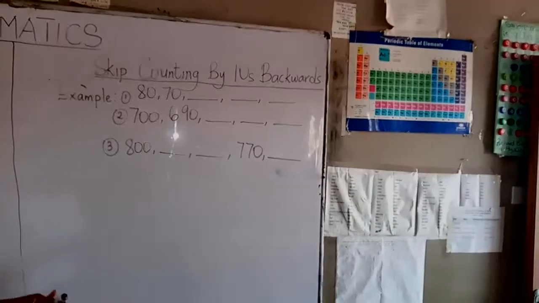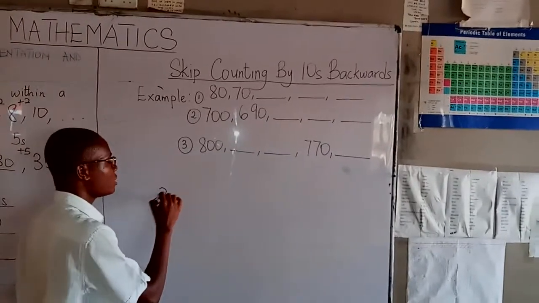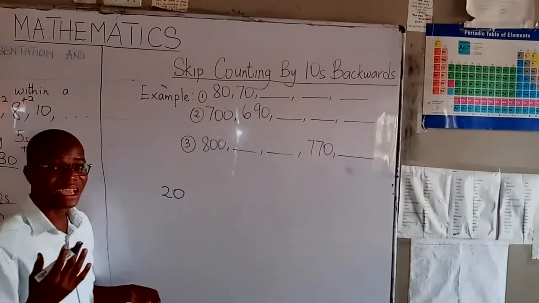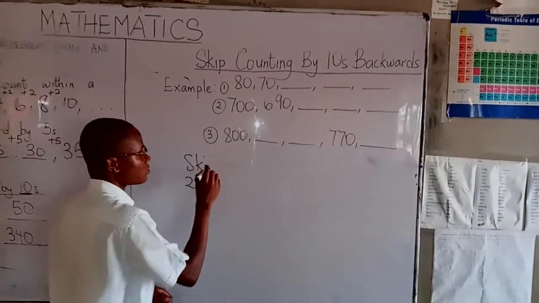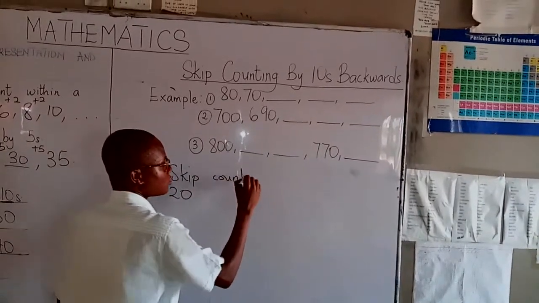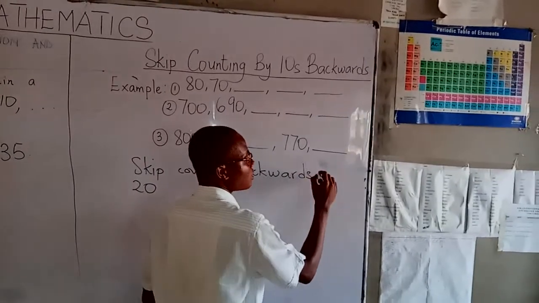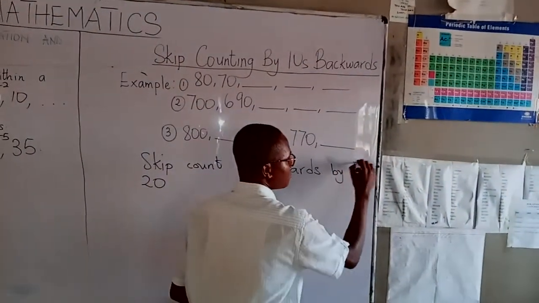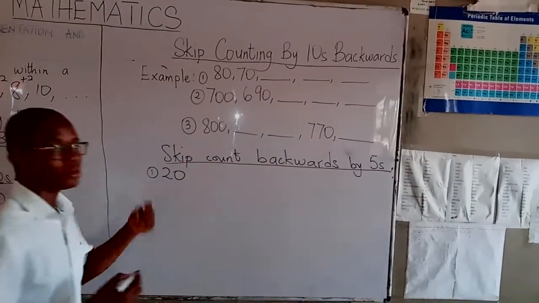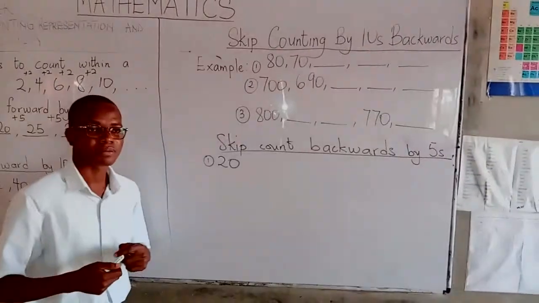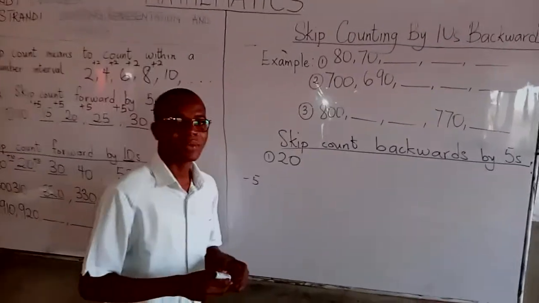So let's take an example. Let's say we have a number like 20, and our main motive for this is to skip count backwards by 5. And the number we have here is 20. Now what it means is we have to subtract 5 from it.